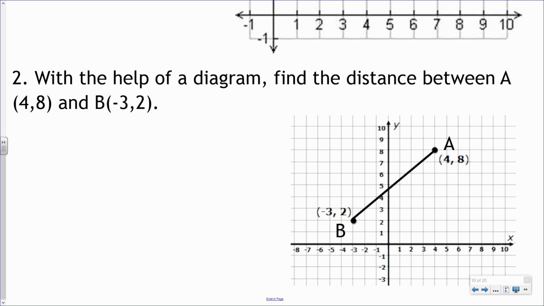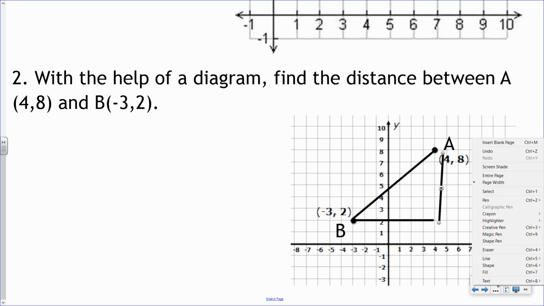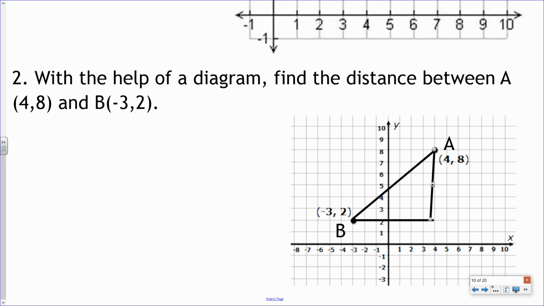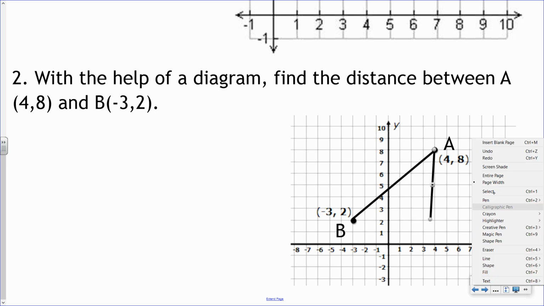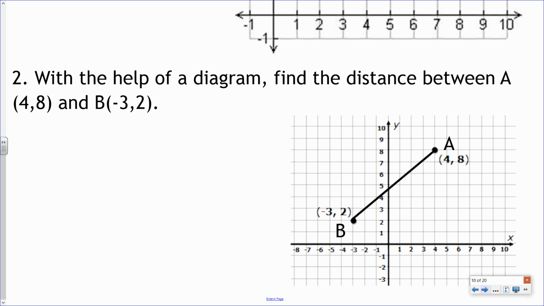Again, we want to extend A down and B back across so that we have a right angled triangle here. Just going to straighten up that last line there.